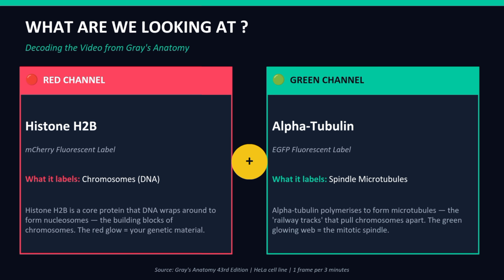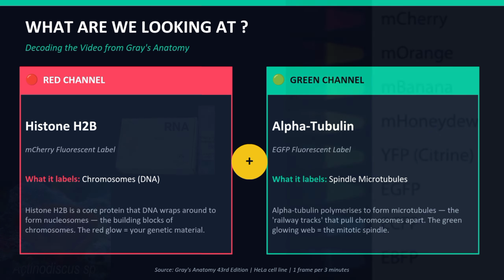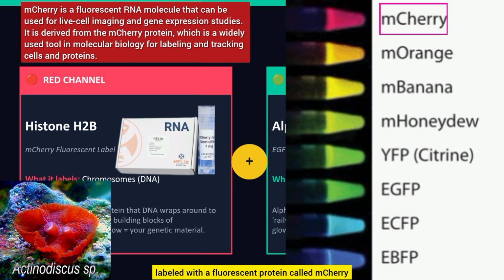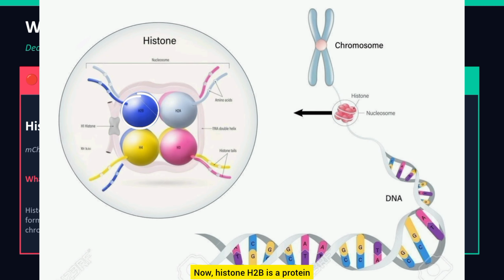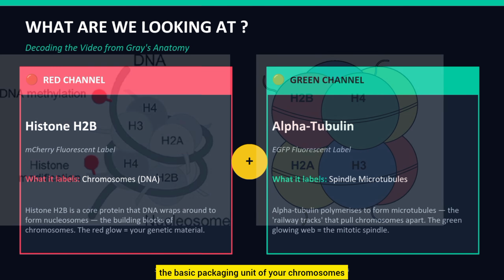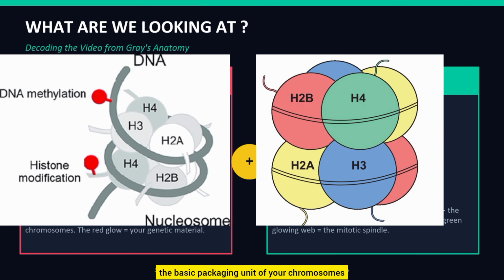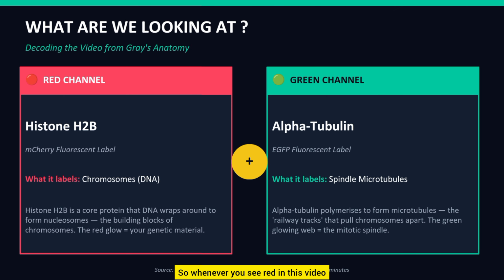The red signal, that's Histone H2B, labeled with a fluorescent protein called mCherry. Now, Histone H2B is a protein that DNA literally wraps around to form nucleosomes, the basic packaging unit of your chromosomes. So whenever you see red in this video, you are looking at chromosomes. You are looking at DNA.